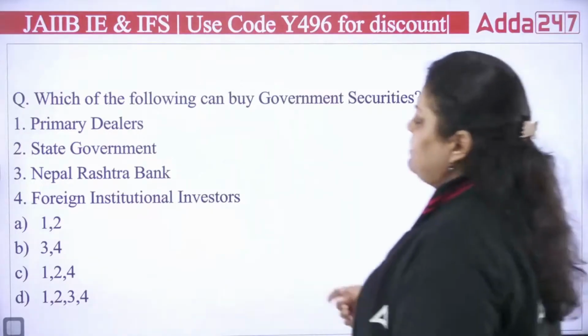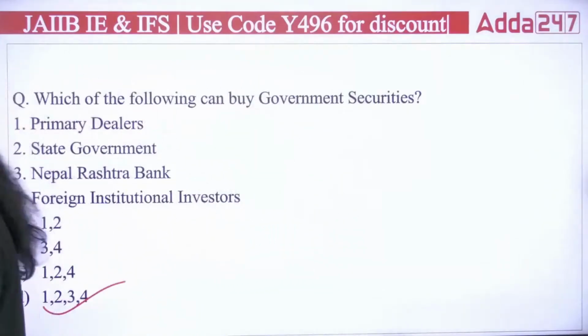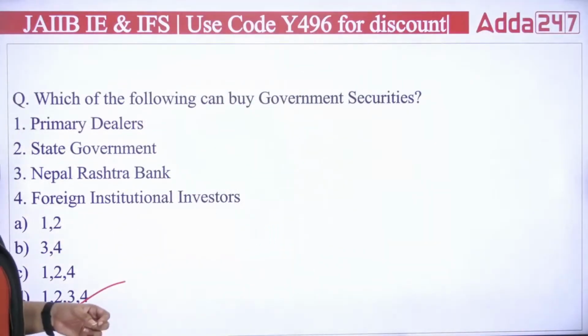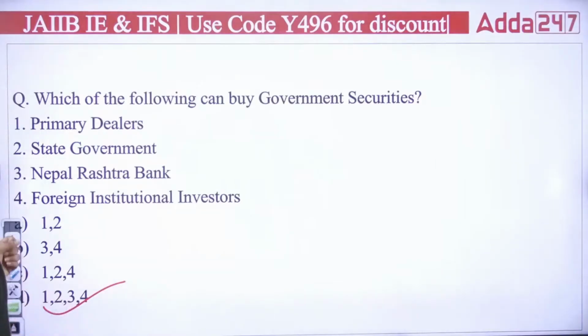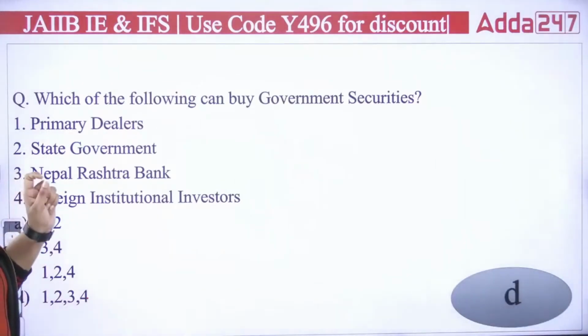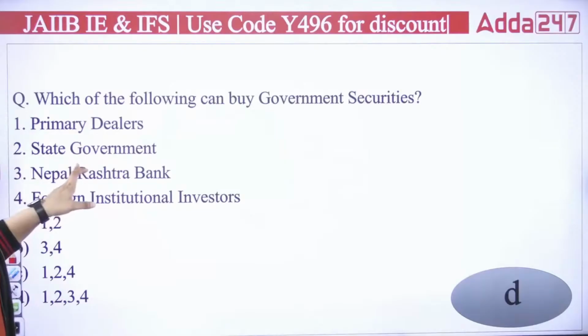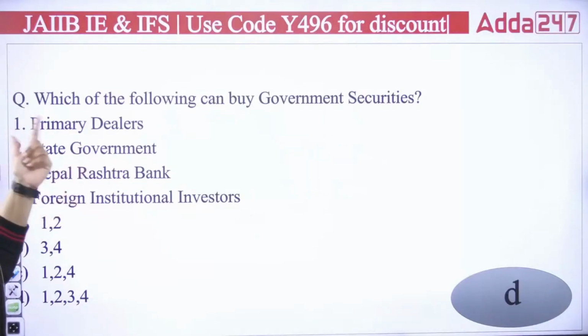Very good, correct. It is all. 1, 2, 3, 4, all can purchase the government security. Okay, anyone can purchase the government security. So the right answer is D. Correct. Primary dealers were introduced by RBI in 1995. That is also correct. Very good. Next.